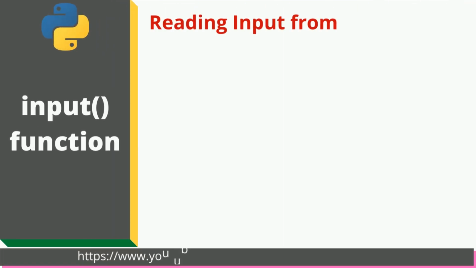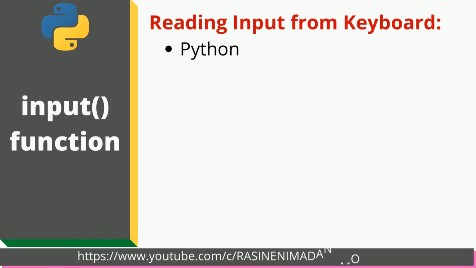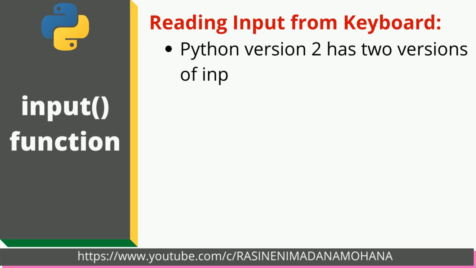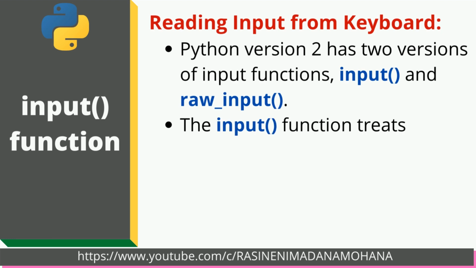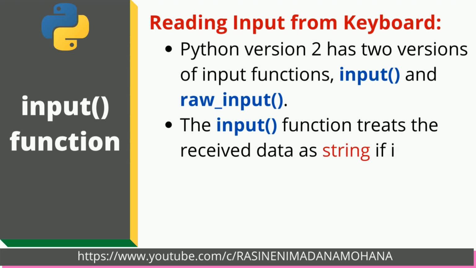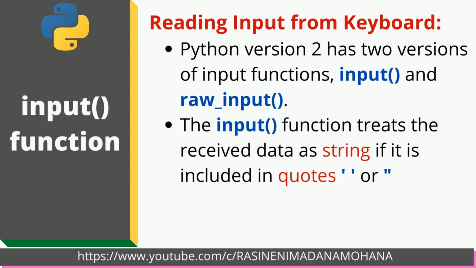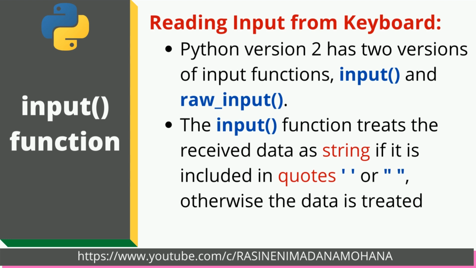The main purpose of the input function is to read our own input from the keyboard. Python has two versions of input functions. The first one is input and the other one is raw_input. The input function treats the received data as a string if it is included in quotes, either single quotes or double quotes. Otherwise, the data is treated as a number. That is the use of the input function.